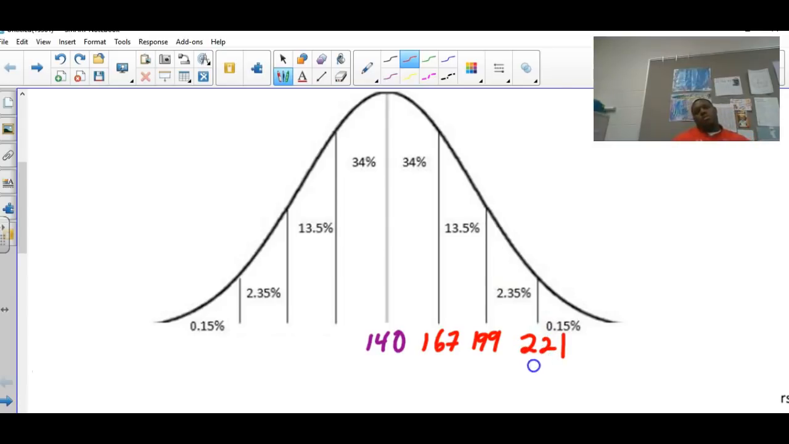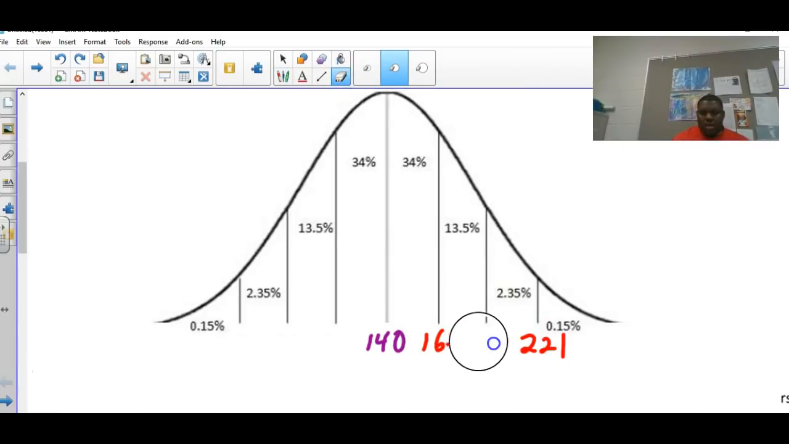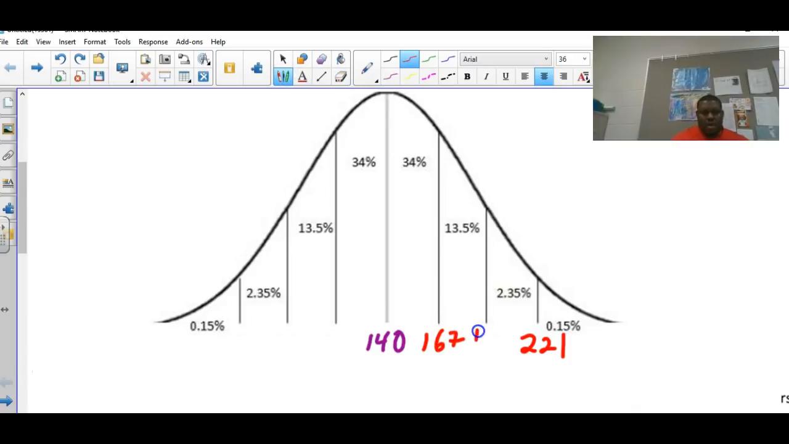Wait a minute, I caught a mistake. That's not 199. It's 167 and 194. Over here, I'm going to get 113, and 86, and 59. Okay, so there we go right there.